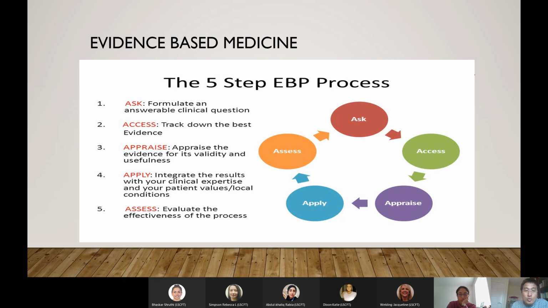Second, we try to find out what the evidence base is. And after that, once we find the evidence, we do the critical appraisal, which is to validate it and check its usefulness, whether this is applicable for my clinical practice or not. Then we try to apply and assess. So this is the cycle which we go on. Okay, so this is the gist of evidence-based medicine.